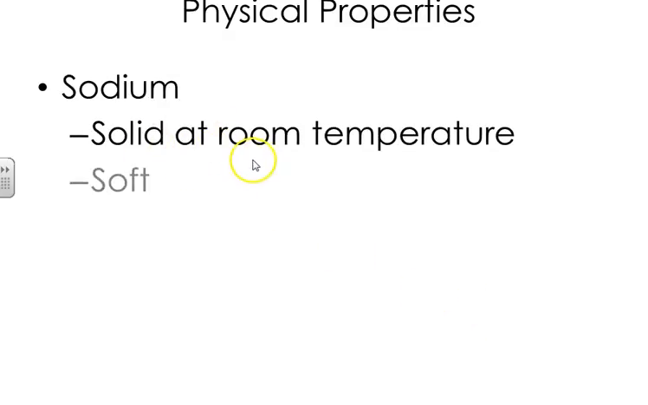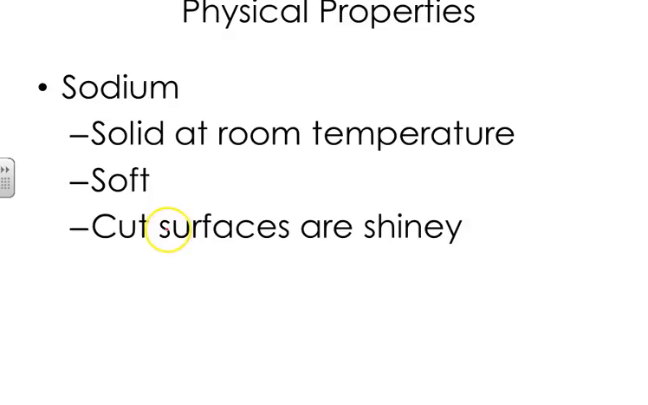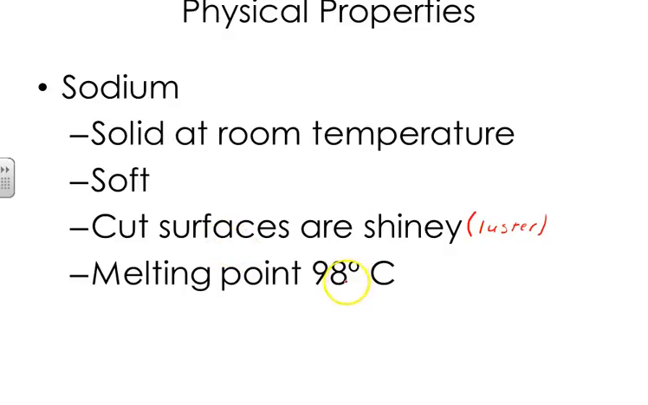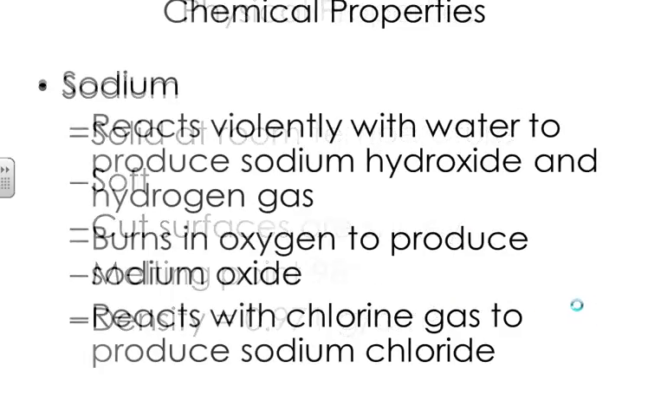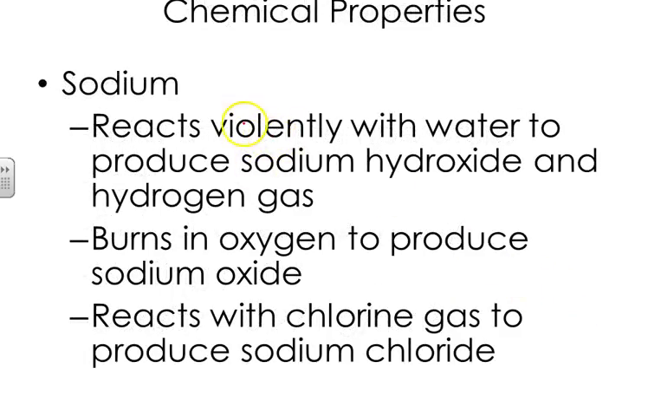Sodium is a solid at room temperature. It's soft. It can actually be cut with a knife. The cut surfaces tend to be shiny when you cut them. They have luster, which is typical of a metal, because sodium is a metal. Its melting point is 98 degrees Celsius, fairly low for a metal. Its density is 0.971 grams per cubic centimeter. So for instance, it will float on water because the density is less than water. Those were physical properties.